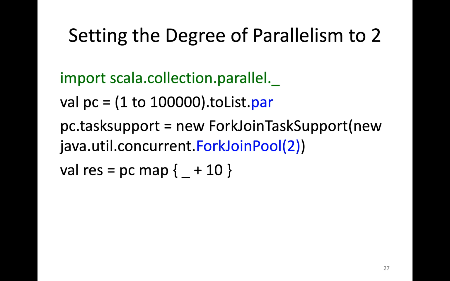Okay. Now, if you're interested to set the degree of parallelism, that means how many threads will be working parallelly, here is some boilerplate code you can use. And in this particular example, the degree of parallelism is 2.